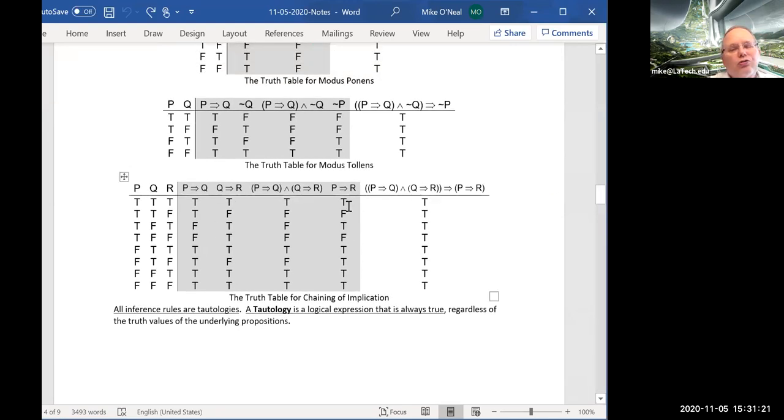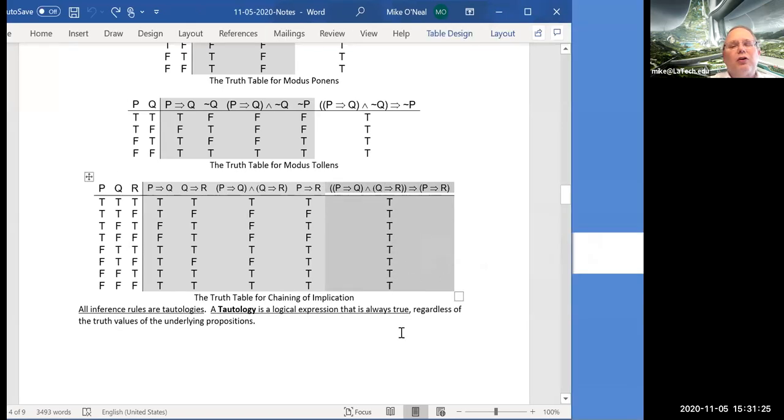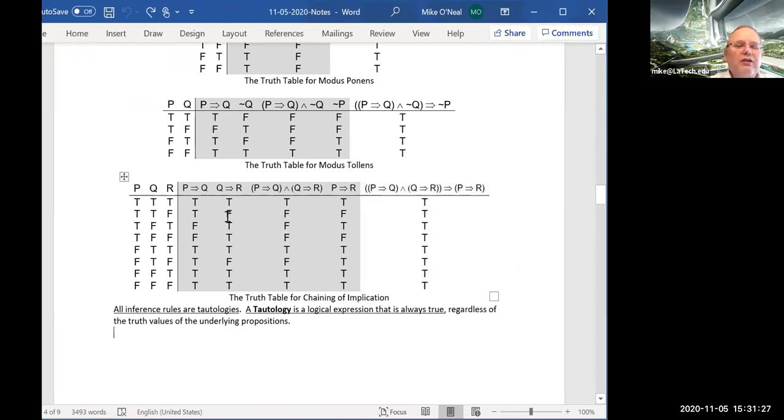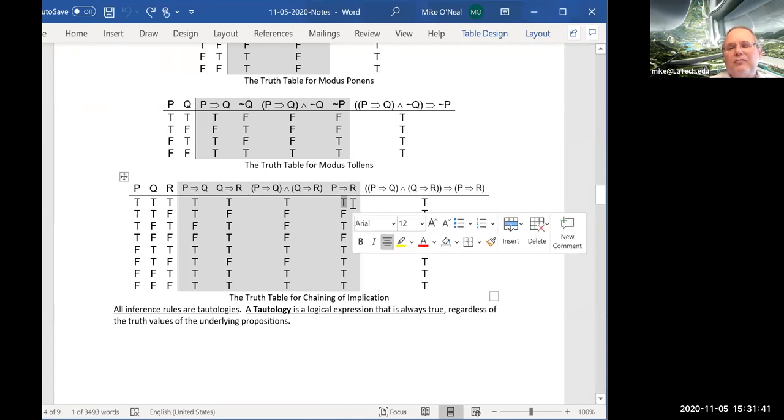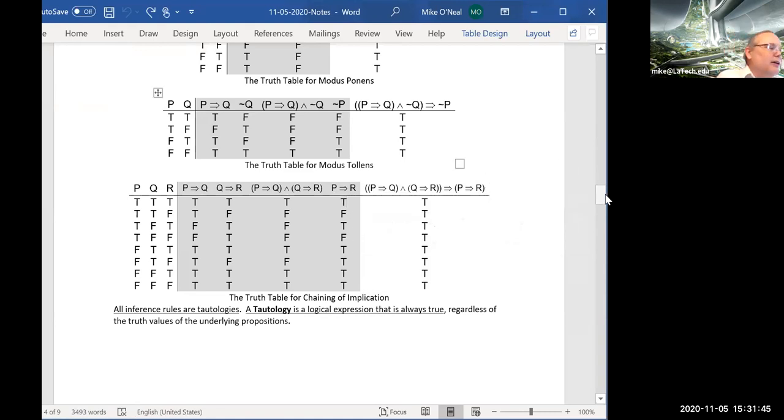Again, if you work through the whole truth table, which you should do, you will see that this rule is true in all worlds. That's great. What world do we use it in? We use it in the world where both of the if statements are true, right? If that's the case, then the concluding if statement will also be true. Okay. All right.